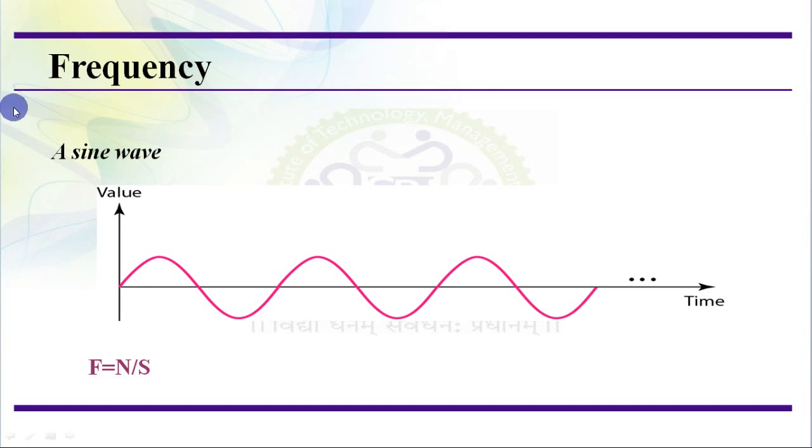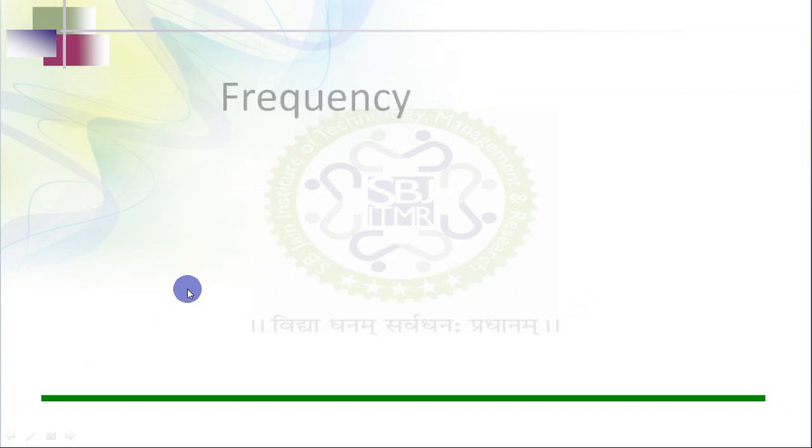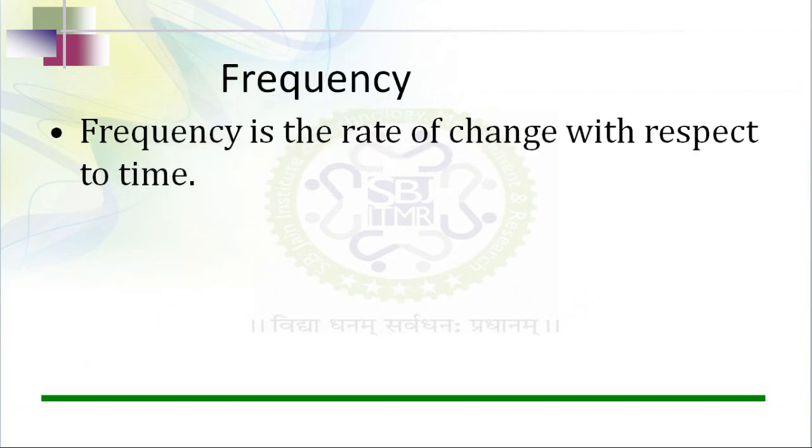Here the formula is given: frequency is equal to the number of cycles per second. Per second means how many cycles are completed within 1 second, that is called the frequency. Now we discuss the frequency. The frequency is the rate of change with respect to time, as we already discussed.